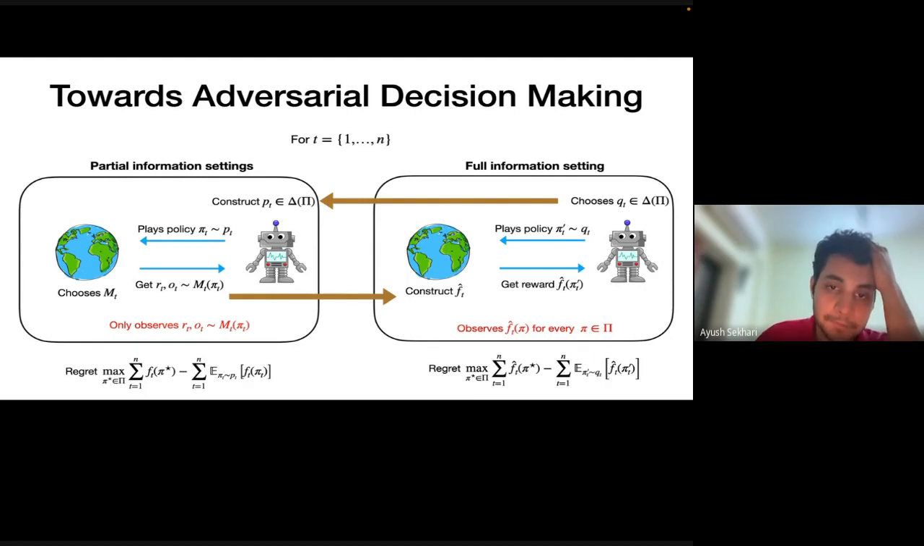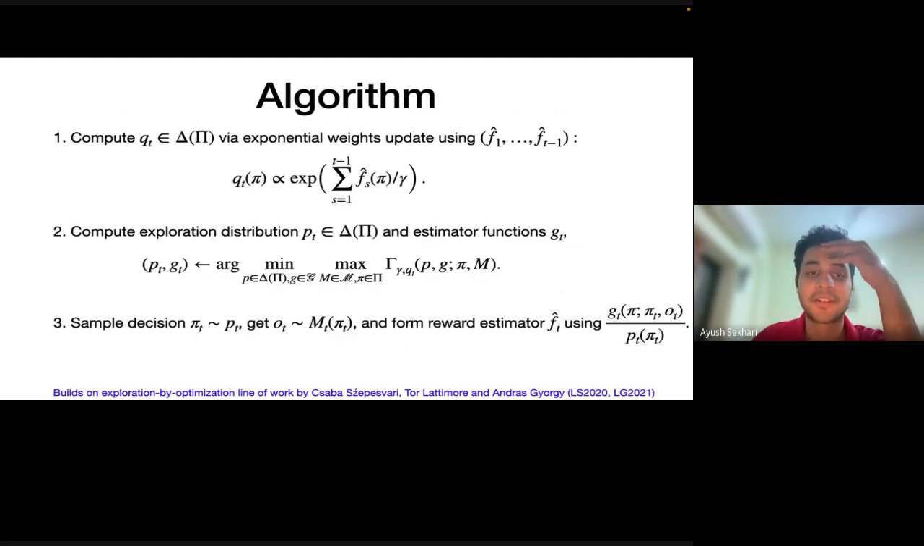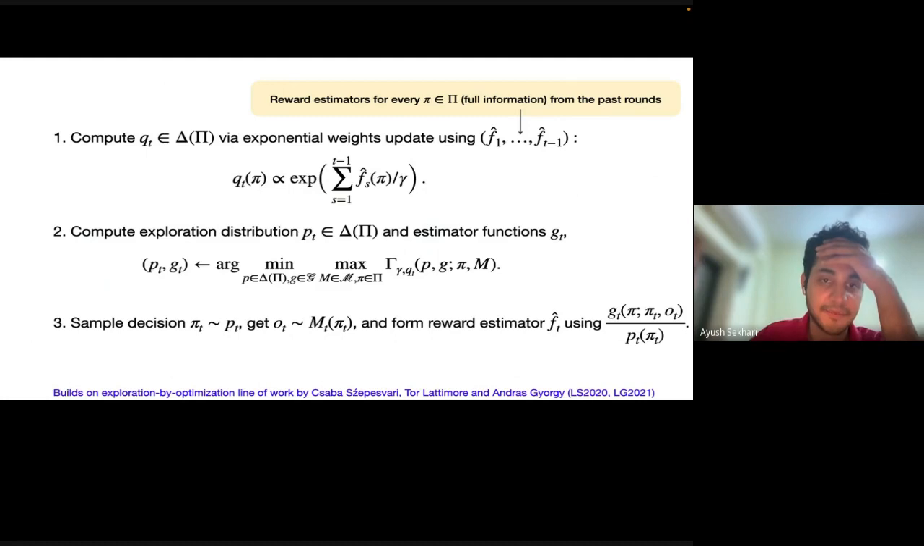Okay. Brilliant. Thanks. Okay, so now let me flash the algorithm. This will contain some big equations, but they are very simple. And the intuition is essentially this. The algorithm consists of three main steps. The first step is the full information problem that proposes a distribution QT. All it does is run an exponential weights update using the estimators f hat 1 to f hat t minus 1 that are generated in the algorithm and will become clear in step 2 and step 3.